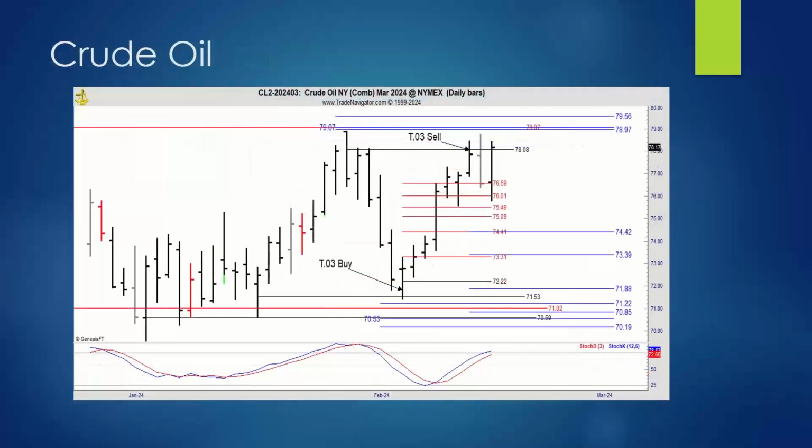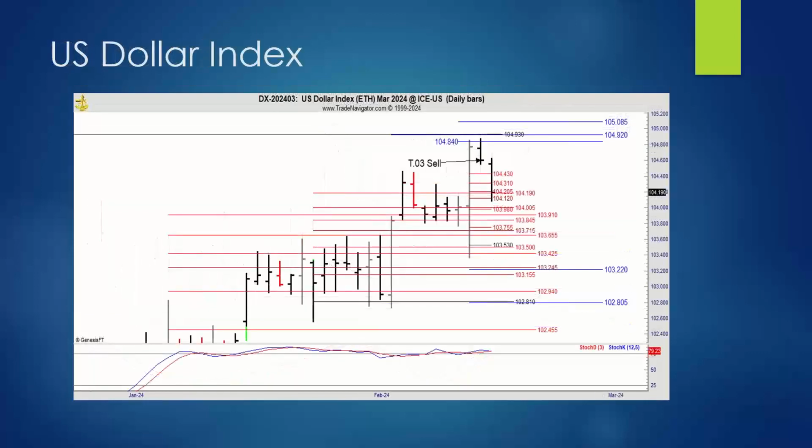So let's have a look at what happened today. This is crude oil. We had a wonderful up trade from the TO3 buy to the TO3 sell, with one little interruption, a 1-bar counter trend. Then we had the sell, which was against the trend. That's the outside bar, so we exited at the first profitable close, and we're presently flat. Nice bit of money there.